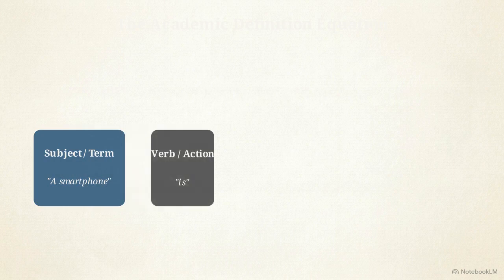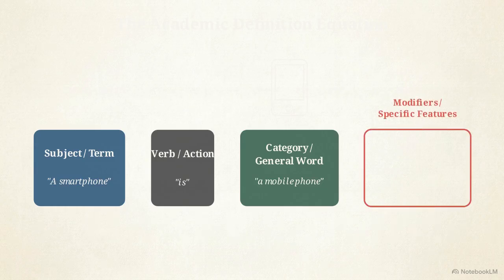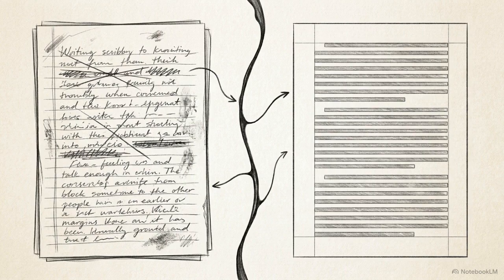This equation starts with the term, like a smartphone, adds the verb, is, and provides a general word, like a mobile phone. But stopping at the general word leaves the concept far too broad. As we can see here, the final specific features slot remains empty. Without it, the reader still doesn't know what makes a smartphone different from a basic 1990 cell phone. Filling that final slot with exact limiting details is the primary difference between a casual explanation and rigorous academic writing.